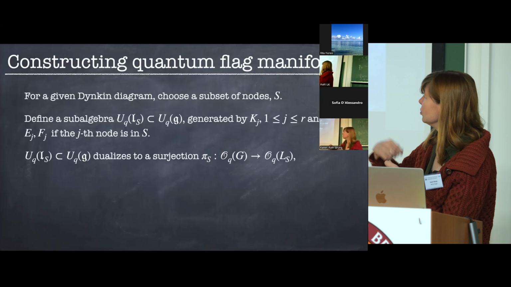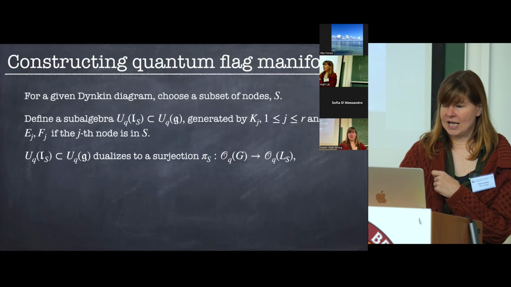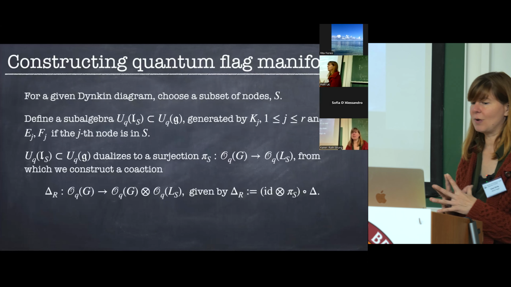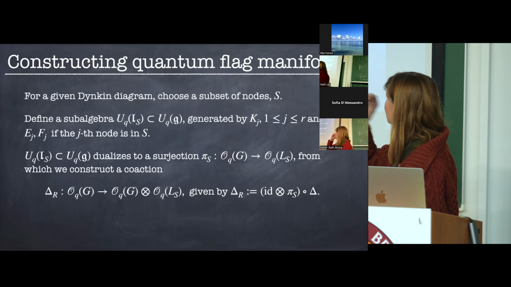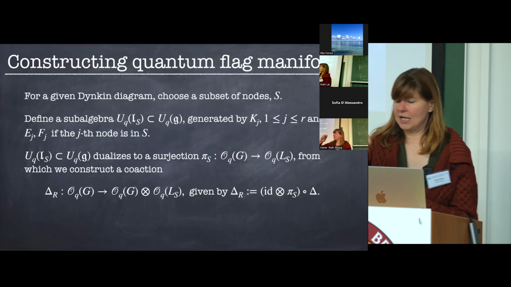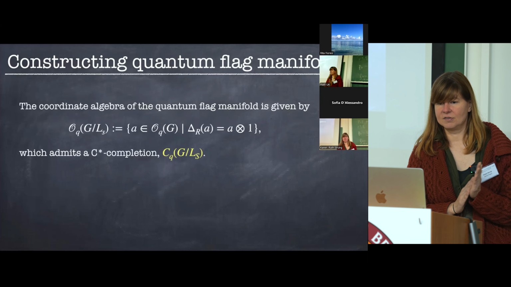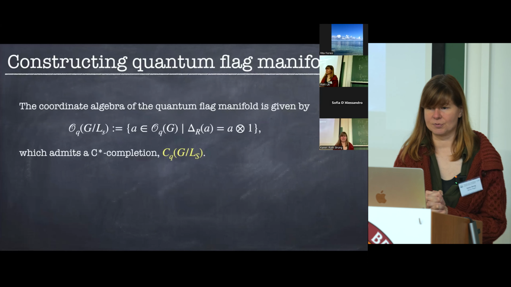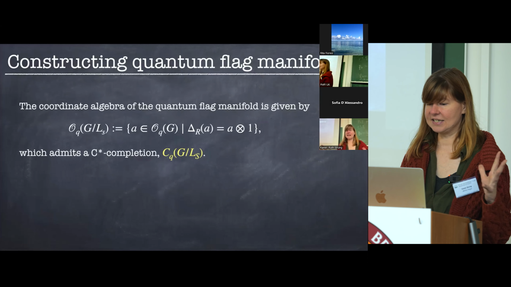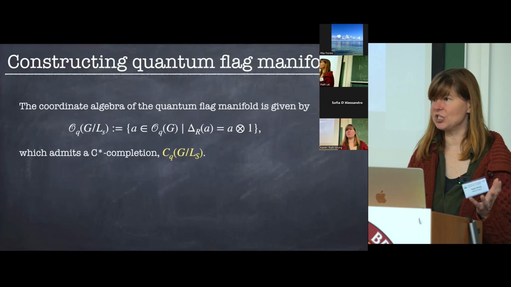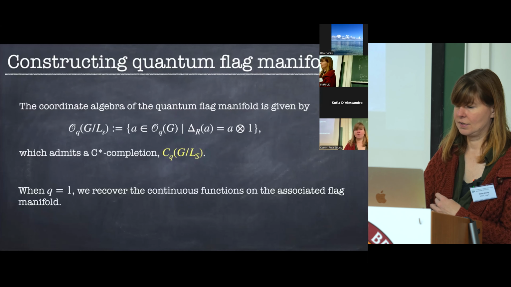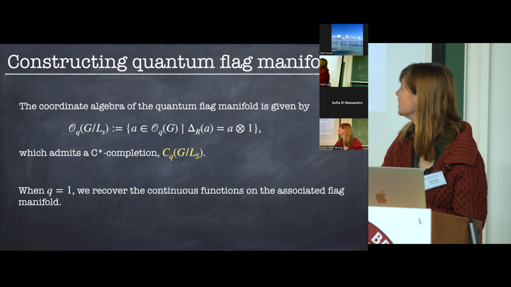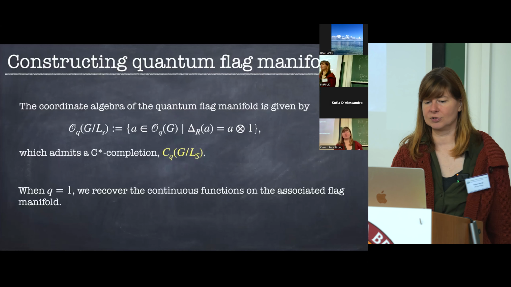This inclusion dualizes to a surjection and allows us to construct a right coaction of O_q(L_S) on O_q(G). And we can look at the fixed points, the coinvariant subalgebra. Again, this is a star subalgebra of O_q(G), so we can complete it with respect to the norm of O_q(G). This gives us a C star algebra. And again, when q is equal to 1, we get the continuous functions on the associated classical flag manifold.